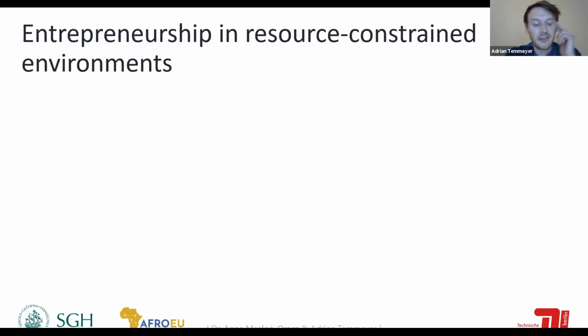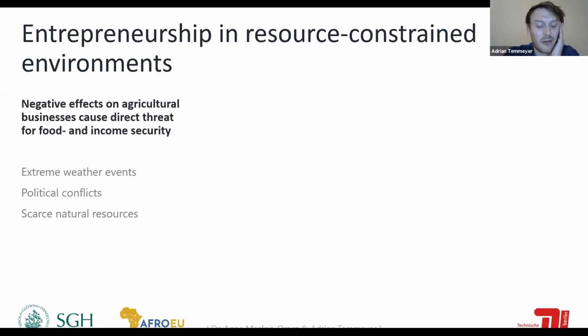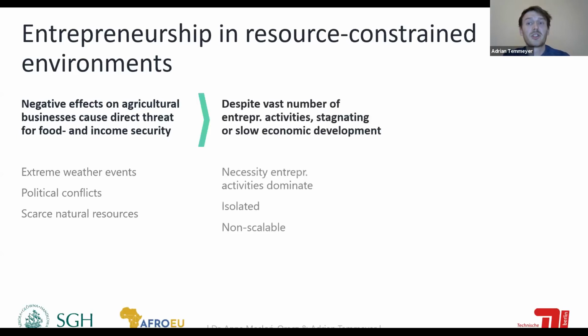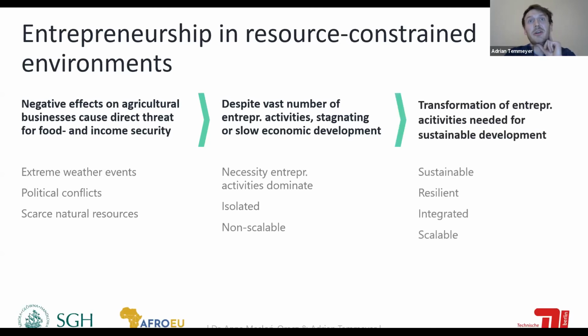If negative effects, such as extreme weather events or political conflicts, hit these businesses, it is a direct threat to food and income security. So an approach to counter that was thought to be sustainable entrepreneurship, as entrepreneurship is considered to stimulate economic development. But literature also showed that in the global south, despite vast numbers of entrepreneurial activities, there is stagnating or slow economic development. One explanation could be that the entrepreneurial activities are isolated and non-scalable, and oftentimes for pure survival. Hence, to achieve long-lasting sustainable development, the transformation of these entrepreneurial activities is needed.